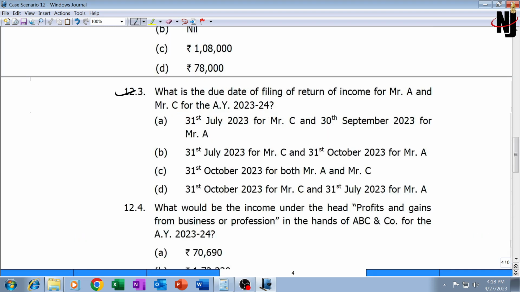12.3. What is the due date of filing return of income for Mr. A and Mr. C? Mr. C is a non-working partner. Mr. A is a working partner. They have not asked about B. For the AY 23-24, the due date for filing the IT return.